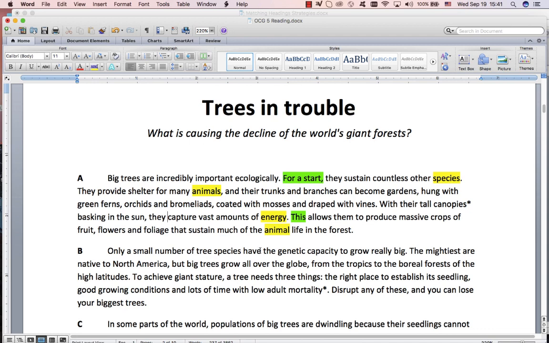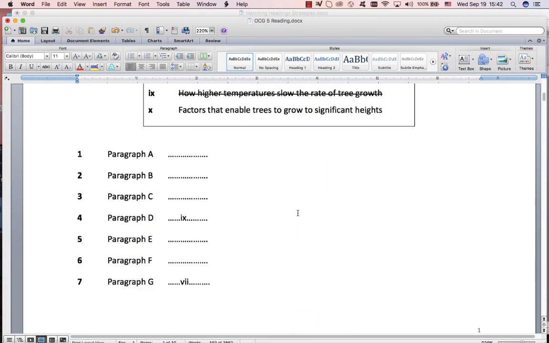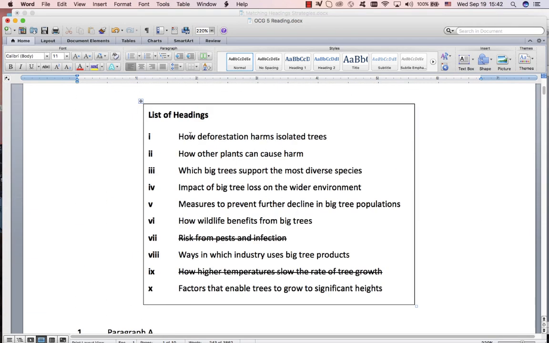But maybe we can extend that. Animals are species. Then they're also talking about fruits and flowers and foliage. This is all plants and animals. But anyway, we know we've got a list of ways that big trees help the environment, and we know we're looking for animals, species, energy. And we know we're looking for something positive. Harms trees? No. How other plants cause harm? No. Which big... I like that because of that word species.